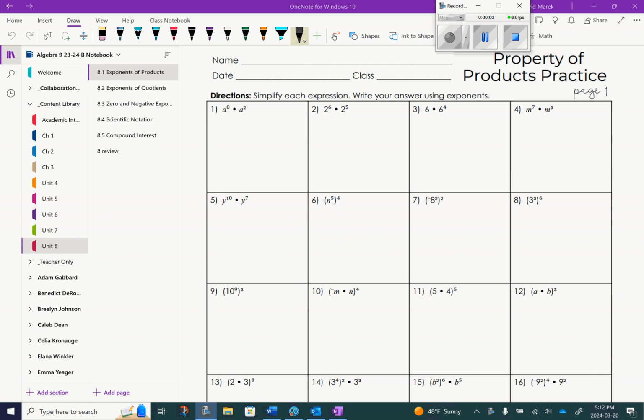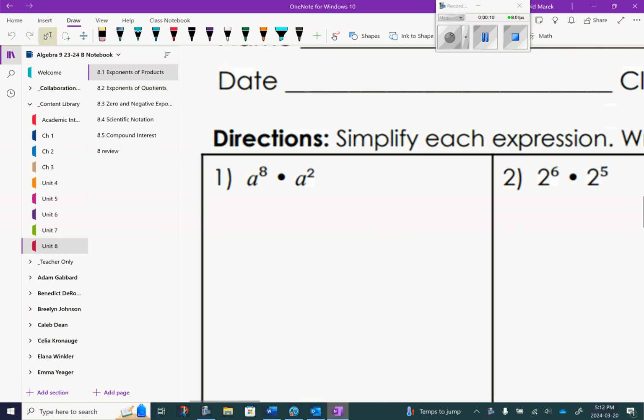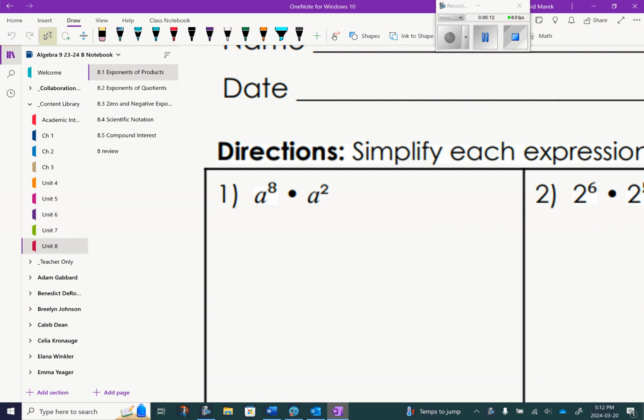Let's go through the correct answers here from your assignment from section 1. For problem 1, we had to take a to the 8th times a squared. Well, all right, this is our product of powers property here. So we're going to say this is a to the 8 plus 2 power. When you're multiplying, add exponents. So this is a to the 10th.